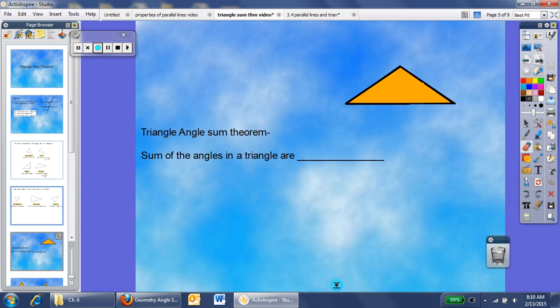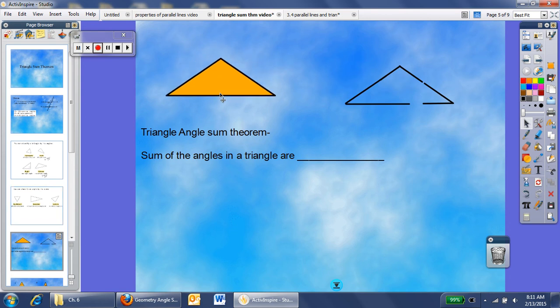Moving on, let's learn something about triangles. This is called the triangle angle sum theorem. So if you had to guess, what do you think the three angles in a triangle would add up to? You might think it's 360, 180, 45 degrees. Let me show you with a quick illustration.